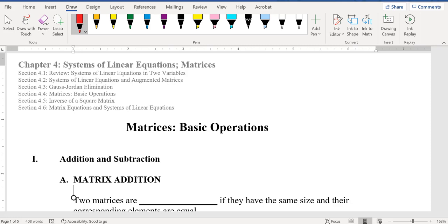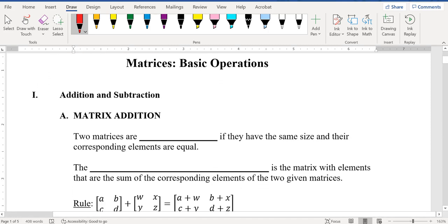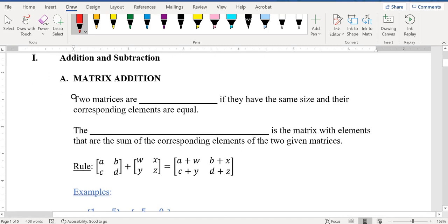Hello and welcome back to Math 1324. We are still in Chapter 4, which is Systems of Linear Equations and Matrices. And today we're going to talk about Section 4.4, which is Matrices Basic Operations. So let's go look at addition and subtraction.